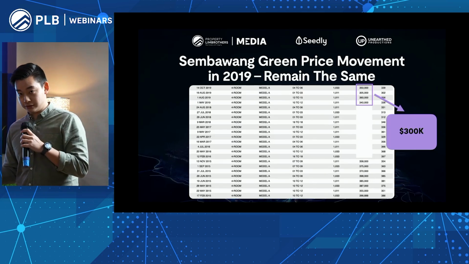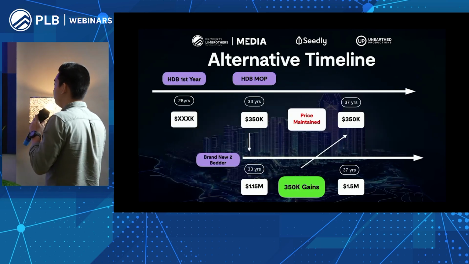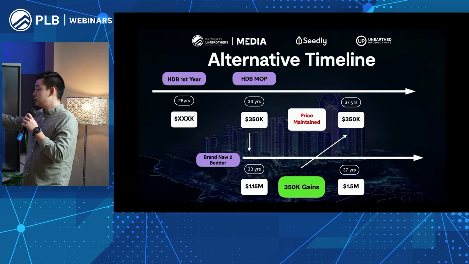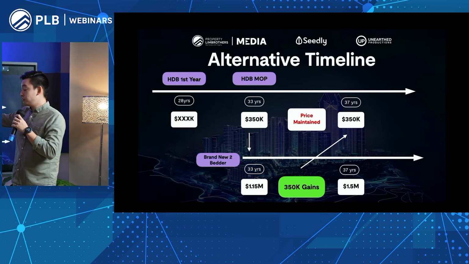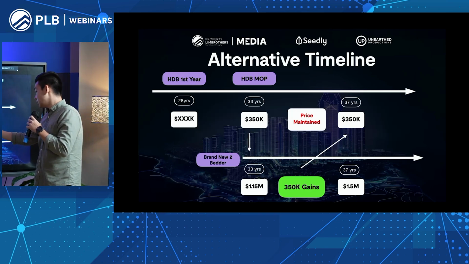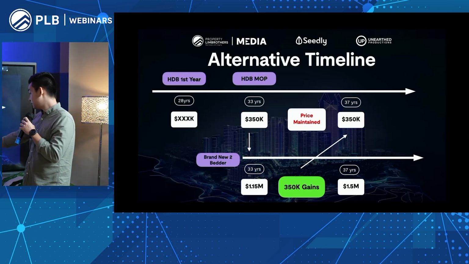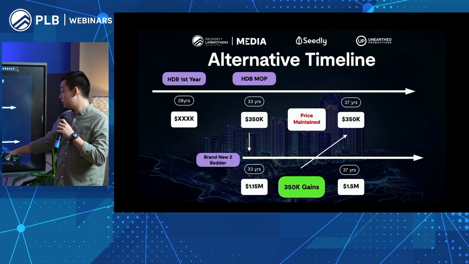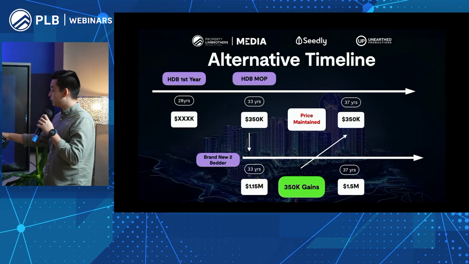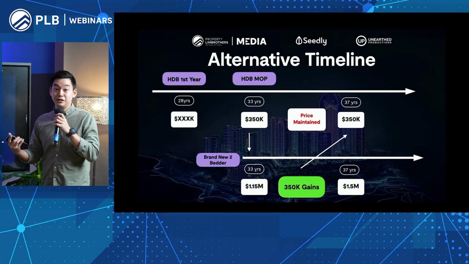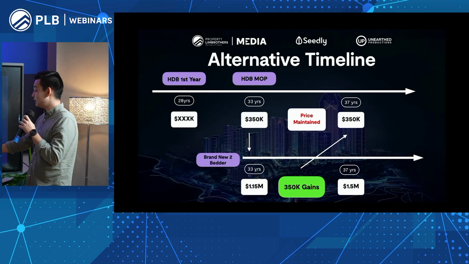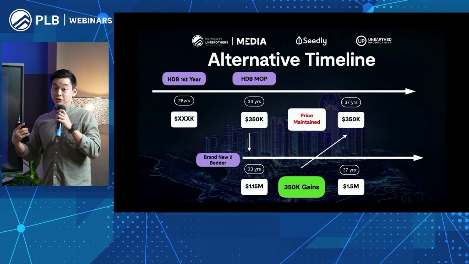Let me just pull up the entire timeline and show you what has just transpired over here, because essentially, when they reach their MOP stage, they would have sold maybe around 350. If they switch asset classes in the next 4 to 5 years, they can see about 300K in gains already. And that also means that if they were to take the pure gains alone and want to buy back into Sembawang Green, let's say they really like the area and it gave them a lot of memories in the past, they can simply take the gains and fully pay for the HDB house over there.